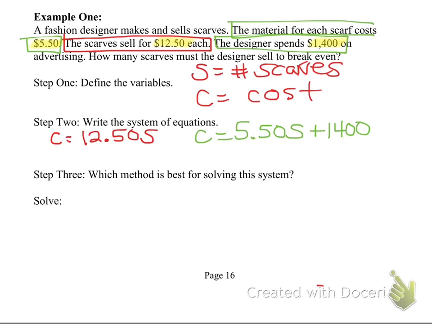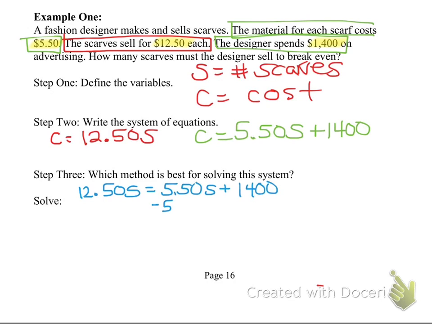Well, if you look at this, we can see that both of those equations are already solved for one of the variables. In this case, it's C. So we're just going to go ahead and set those equal to each other and be able to solve. So that's 12.50S equals 5.50S plus 1,400. Okay, so remember we got to get S on one side, our number on the other.